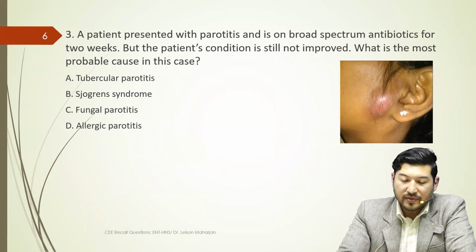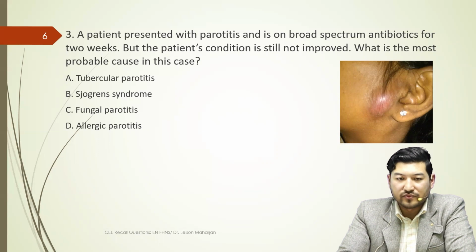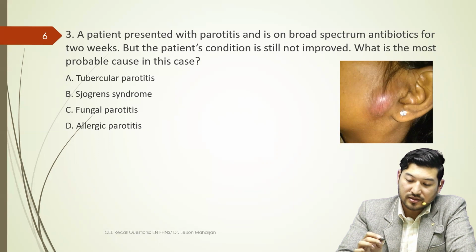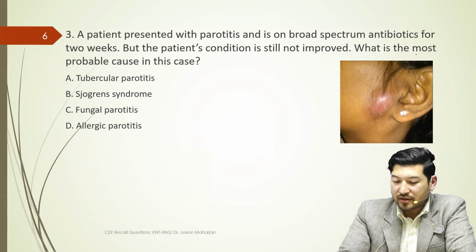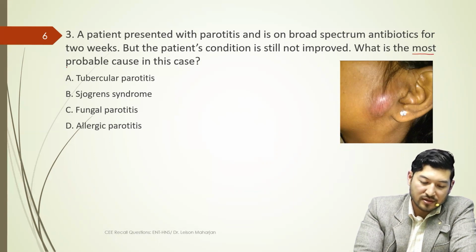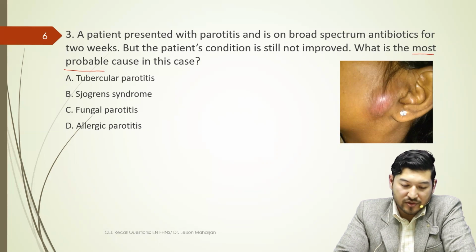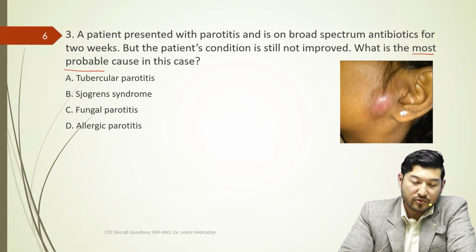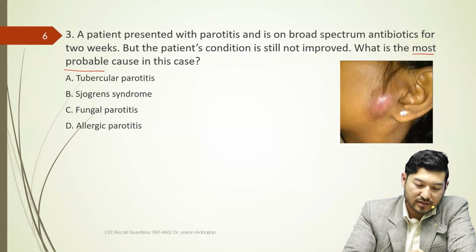Now the third question: a patient presented with parotitis and is on broad spectrum antibiotics for 2 weeks, but the patient's condition has still not improved. So what is the most probable cause in this case? Whenever we see this kind of question, which asks most probable, most likely, or most appropriate, we have to be very careful, because out of these 4 options, there can be more than one appropriate answer, and we have to choose among those answers. So we have to read all these answers properly.